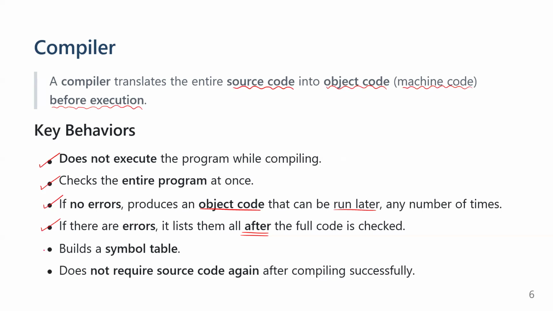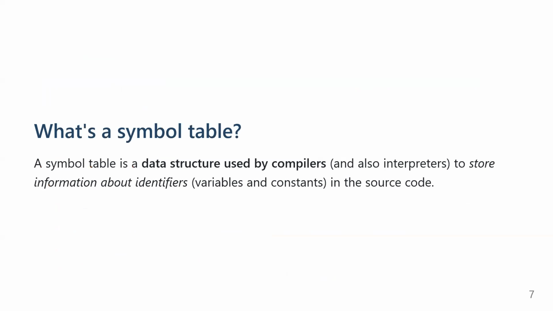And compilers build something called a symbol table. We'll look at what this means soon. And it does not require source code again and again after compiling successfully. So once you have the compiled program, you can keep running it without the requirement of the compiler software itself. What's a symbol table?